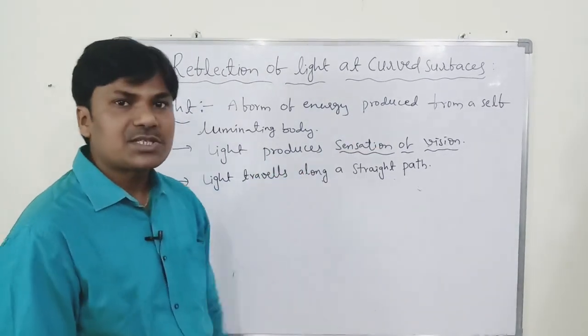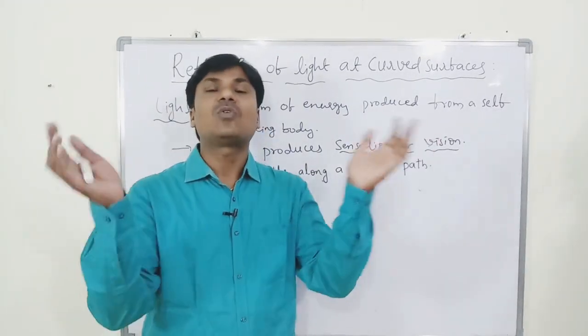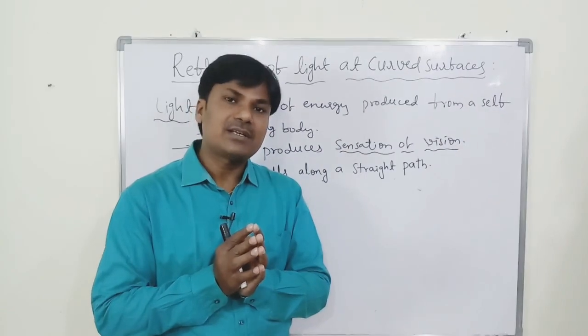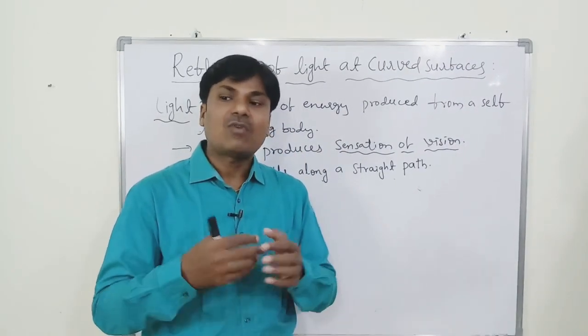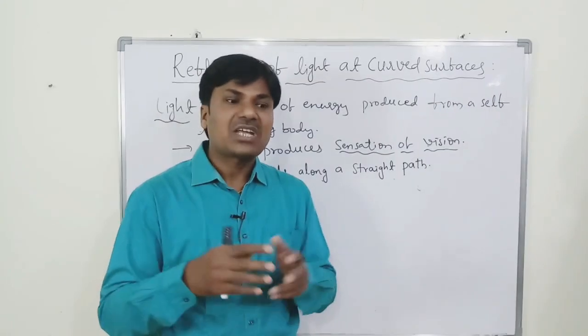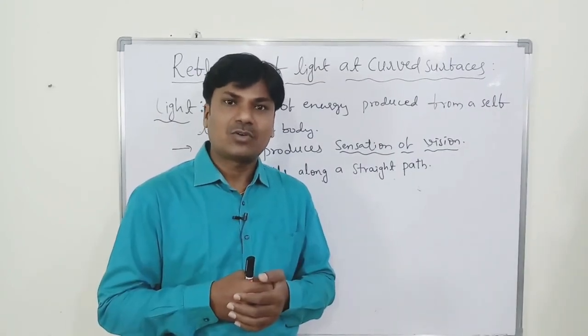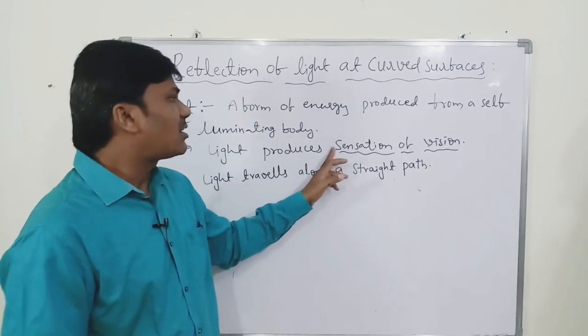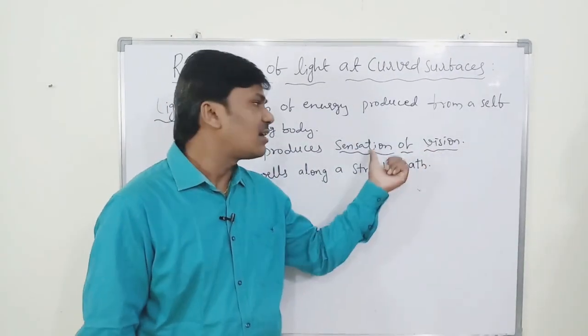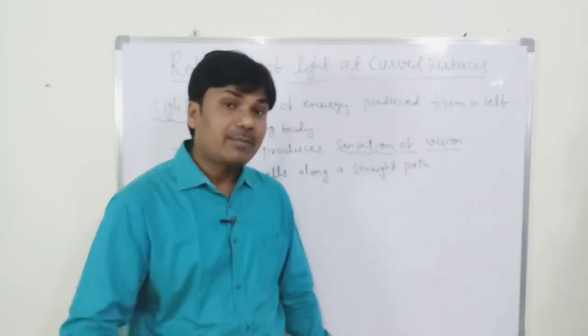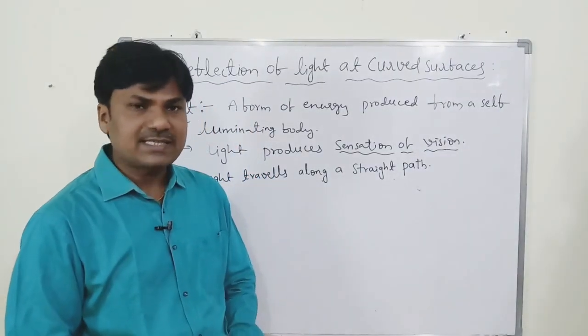What is the meaning of sensation of vision? For example, if there is no light around us, what happens? Vision is not possible. It means you cannot see what is around you. You cannot see any object around you. Okay, that is the sensation of vision. It means if light is there, you can see any object. That is called the sensation of vision. Light produces this sensation of vision, isn't it?